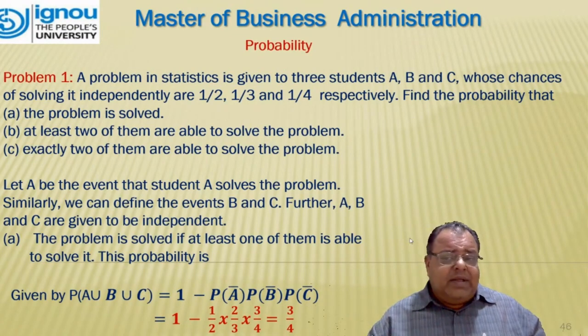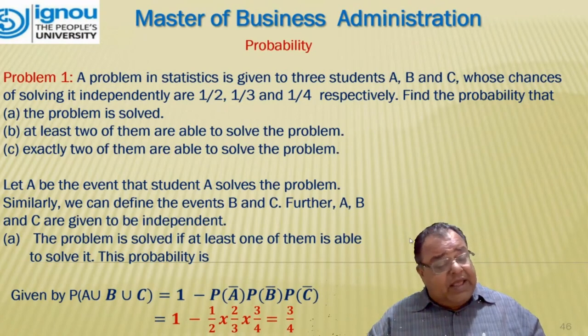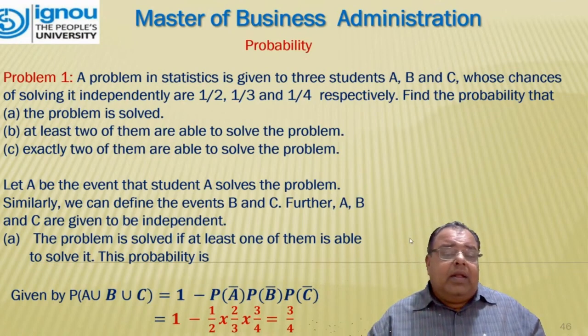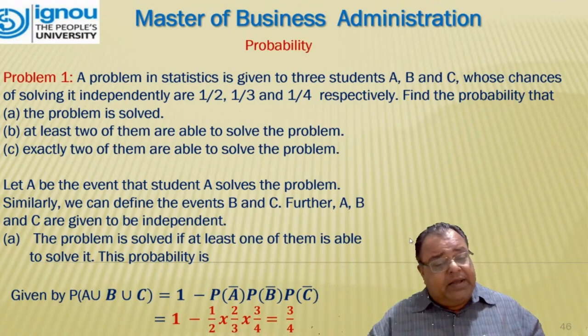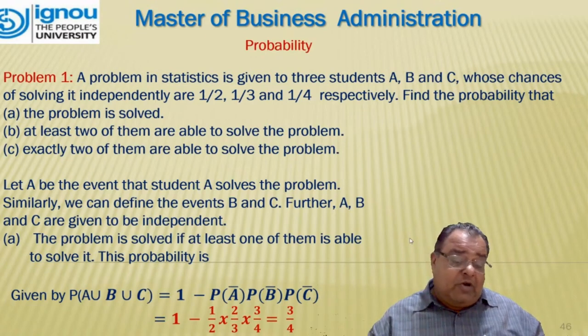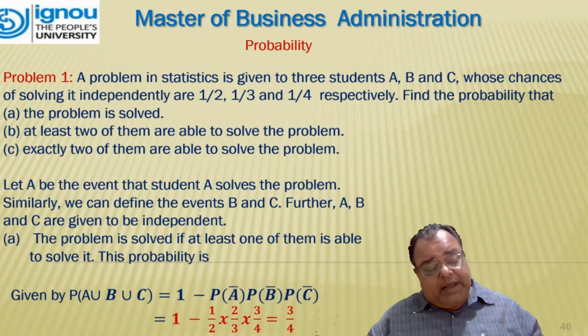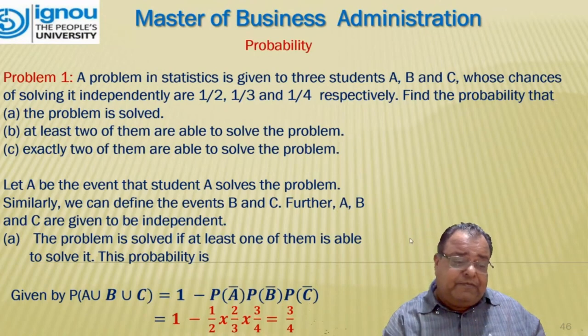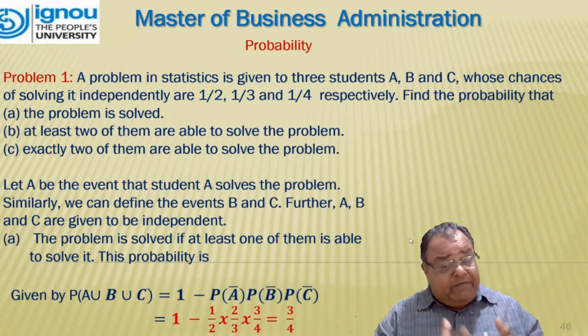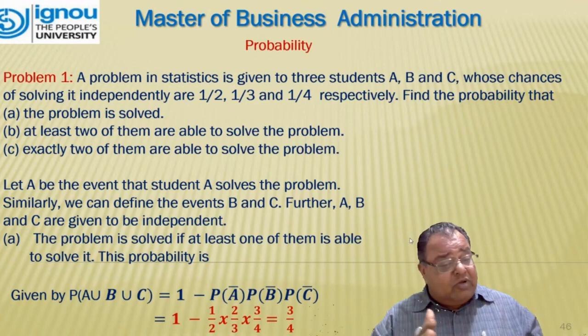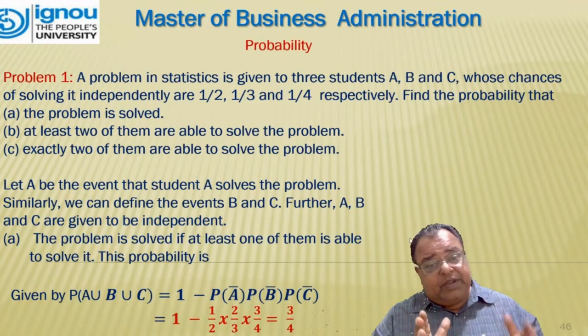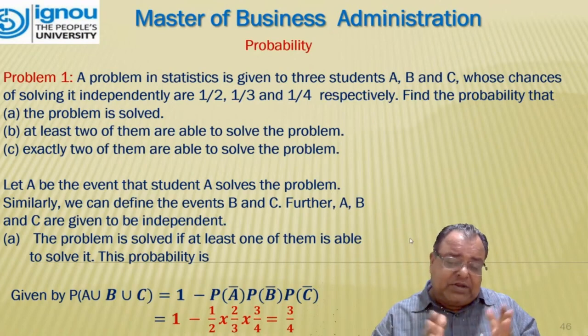Now you can see that there are three students. They have the respective probability of solving the problem. Let them be denoted by PA, PB, and PC. And the probability for not solving is denoted by PA bar, PB bar, and PC bar. Now the first part: the problem is solved if at least one of them is able to solve the problem. That means the problem is given to all three students and the respective probabilities are known.